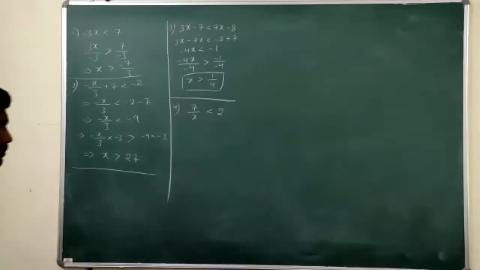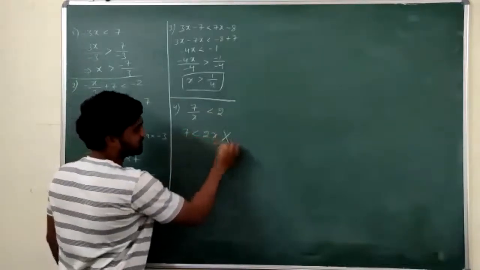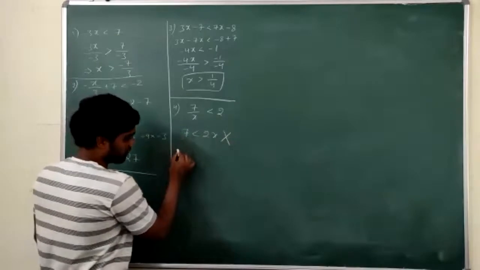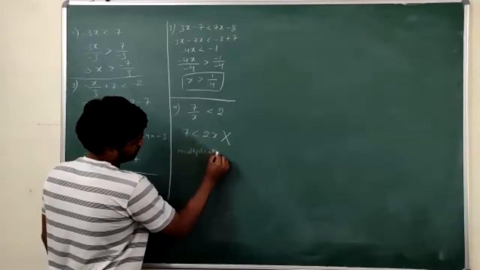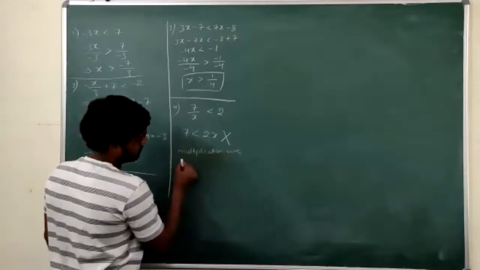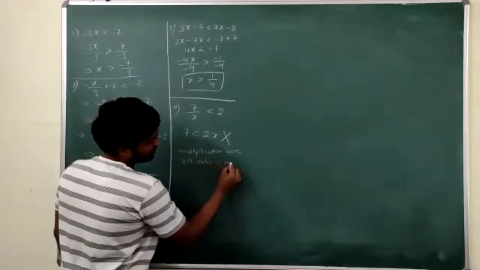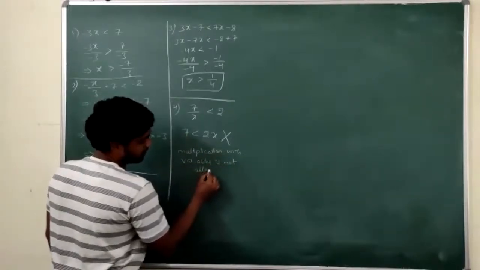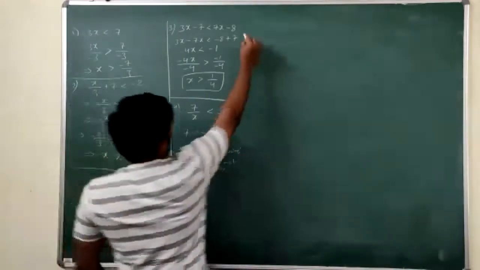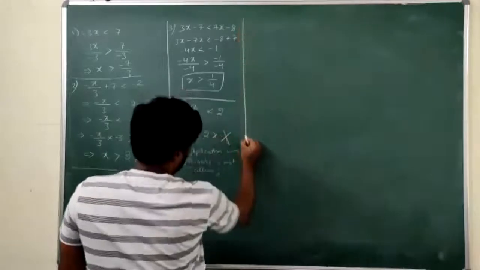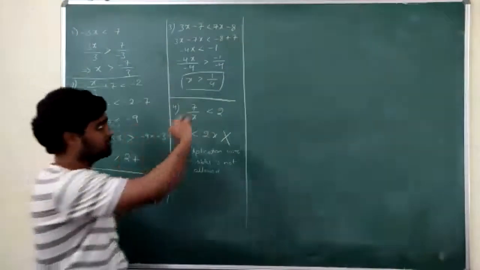So we cannot cross multiply with x. 7 is less than 2 into x. This is the wrong step because multiplication with variables is not involved. Multiplication with variables is not allowed in inequalities. While solving inequalities, multiplication with a variable is not allowed. But okay, I'll change the question a bit here.